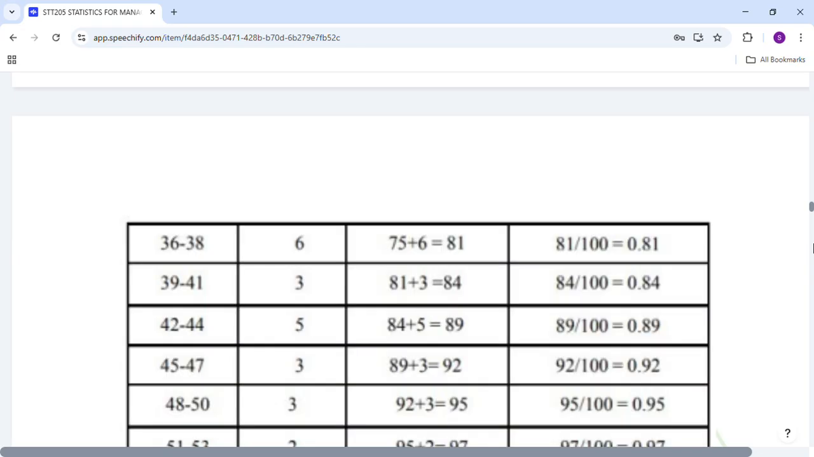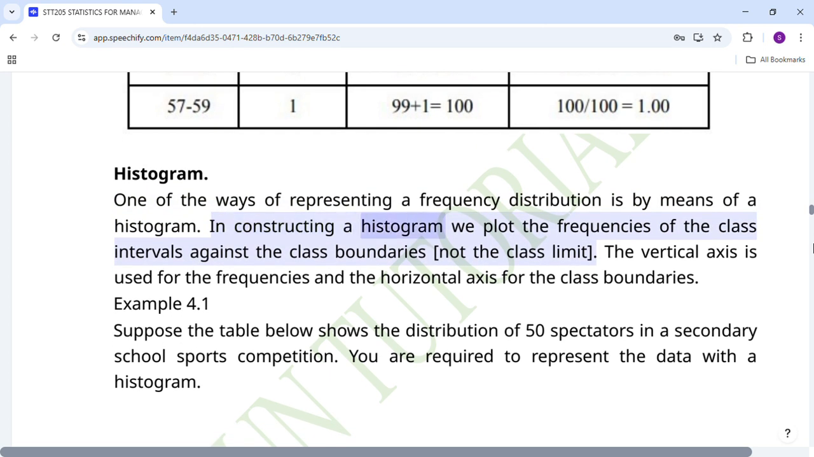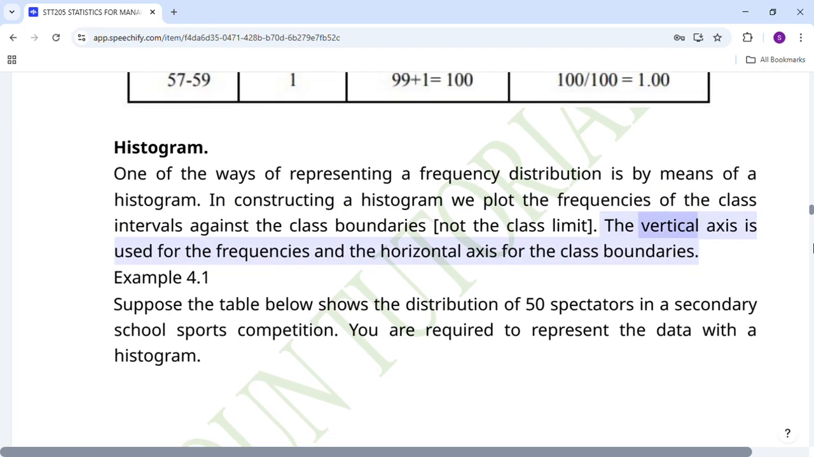Histogram. One of the ways of representing a frequency distribution is by means of a histogram. In constructing a histogram, we plot the frequencies of the class intervals against the class boundaries, not the class limit. The vertical axis is used for the frequencies and the horizontal axis for the class boundaries.